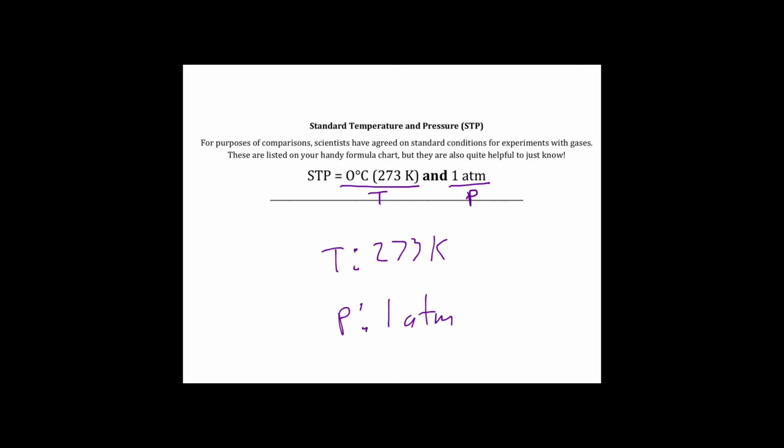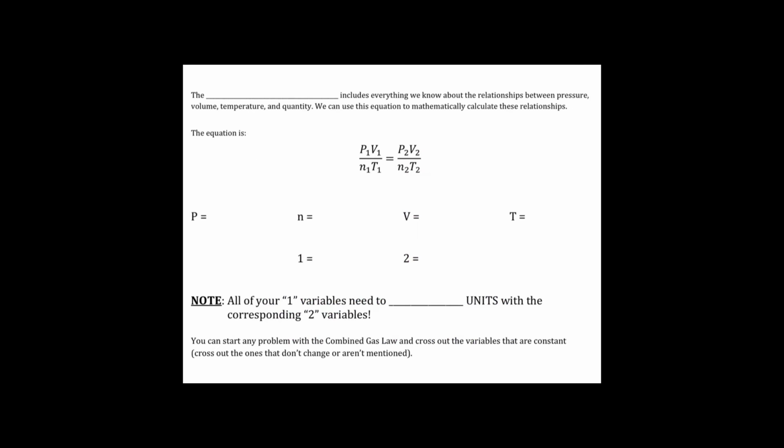And this is really easy to memorize because this is 1 atmosphere. That's pretty straightforward. But the temperature, another way of thinking about it, is 0 degrees Celsius. And so it's 0 degrees Celsius, which is the freezing point of water, in 1 atmosphere of pressure. So keep that in mind as we talk about that. All right, so now what we're going to do is we're going to talk about the combined gas law.